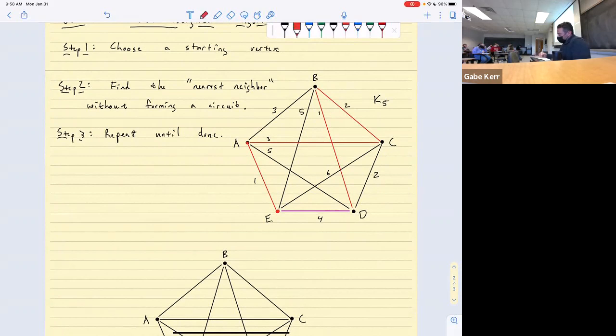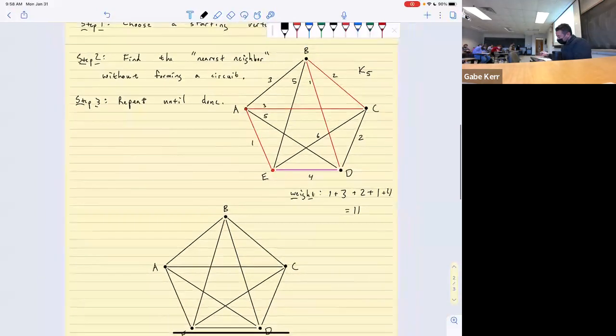Now let's calculate the length. What is the length? The weight of this circuit. I have to add all the weights up. So I get 1 plus 3 plus 2 plus 1 plus 4. Gives me 11. All right, great.